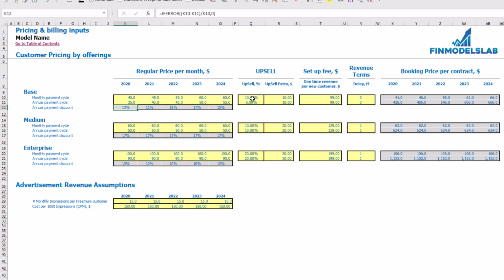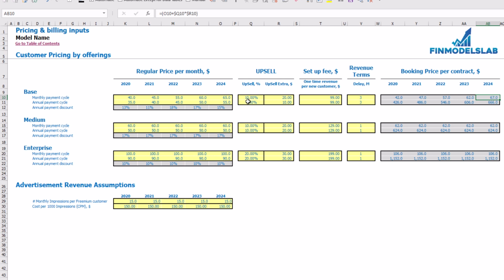And the next step is to set up your upsell. Let's pretend that 10% of your customers will pay you additionally $20. And let me show you how it works. So here you have the booking price per contract, which means that you have $40 per customer plus 10% will pay you additionally $20, which means on average $2 per contract, which means that the booking price per contract will be $42. The same for the next year, 45 plus $2 will be $47, $57, $62 and $67.